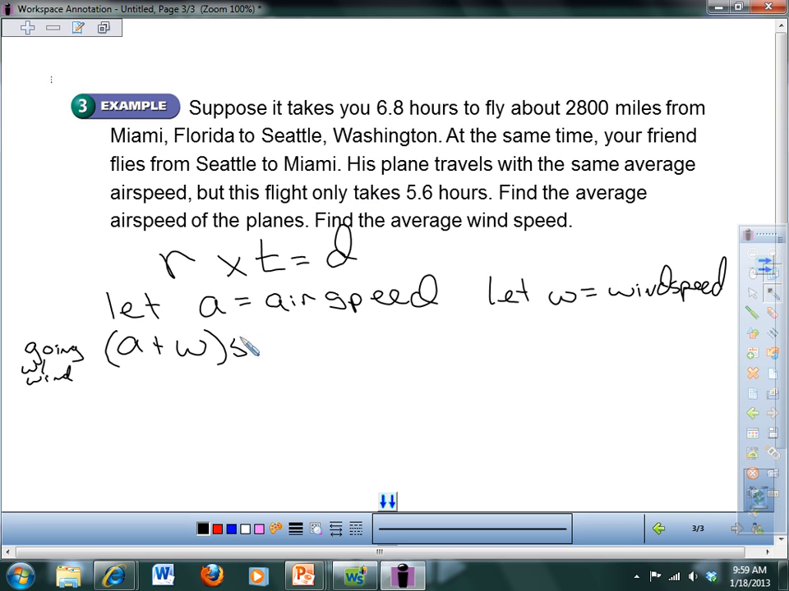5.6 hours. Should take you less time, right? 5.6. So you've got to make sure you plug in the correct numbers, right? Obviously, if it takes you less time, then you're going faster, right? So then you have A plus W equals, and then you could get a root beer.